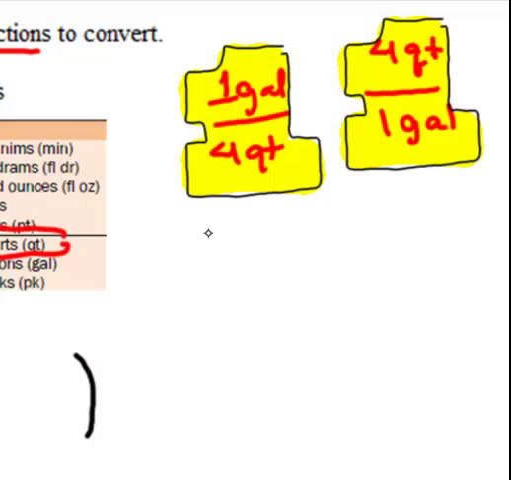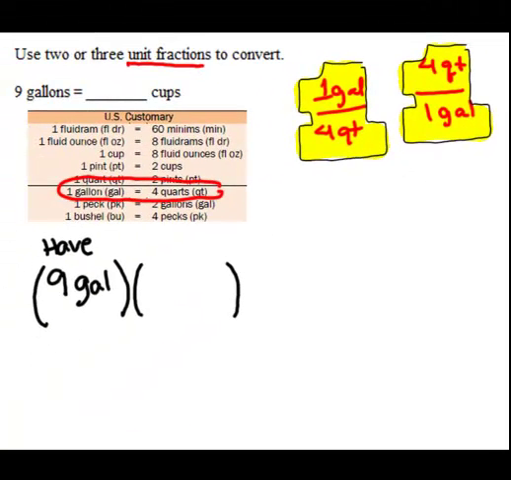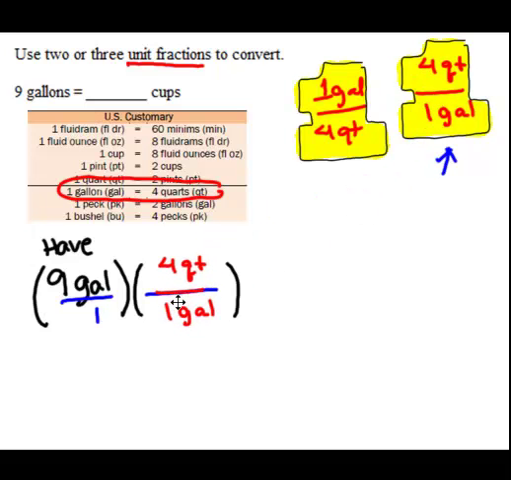The question is which one of these unit fractions we're going to use. Because we are given 9 gallons, and that's over 1, and we want our gallons to cancel, we need to make sure that whatever fraction we use, we have gallons on the bottom. And so this is the unit fraction we're going to use. Gallons are going to be on the bottom, so that'll cancel with our gallons on the top here. When we do that, you'll notice the gallons do cancel, and we're left with quarts. But that's not what we want. What we want is cups.